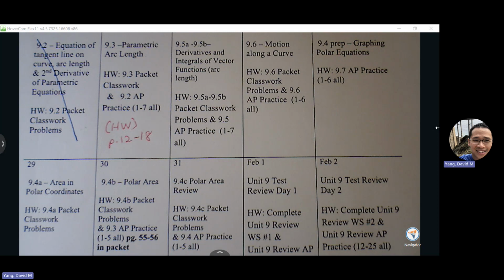Guys, we are one day ahead in notes. So tomorrow I'm gonna be checking 9.5 and 9.5B classwork problems as well as AP practice, but we've already gone through all the notes for this. So today I wanted to do motion along a curve. That way I can have 2 days, tomorrow and Friday, to take our time through graphing polar equations as a prep before we get into the area next week. Okay, so we'll start with 9.6 notes today.